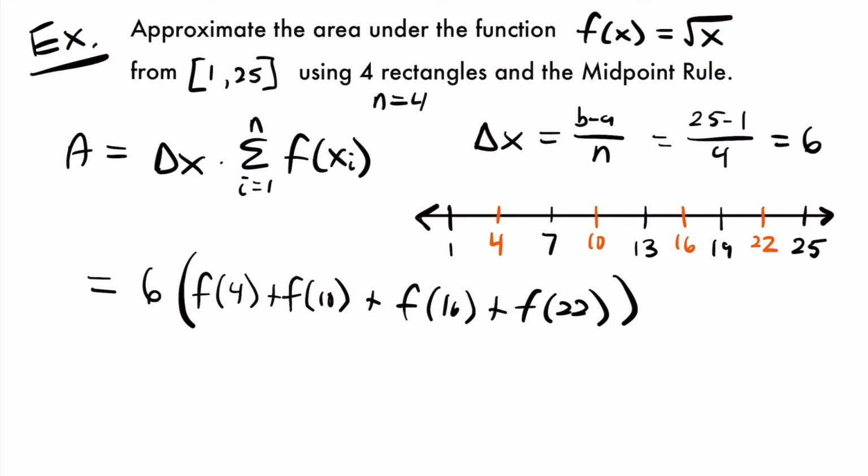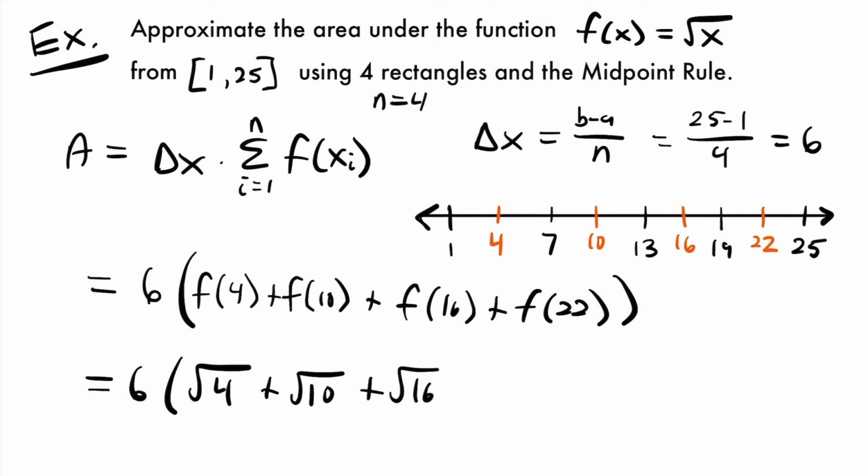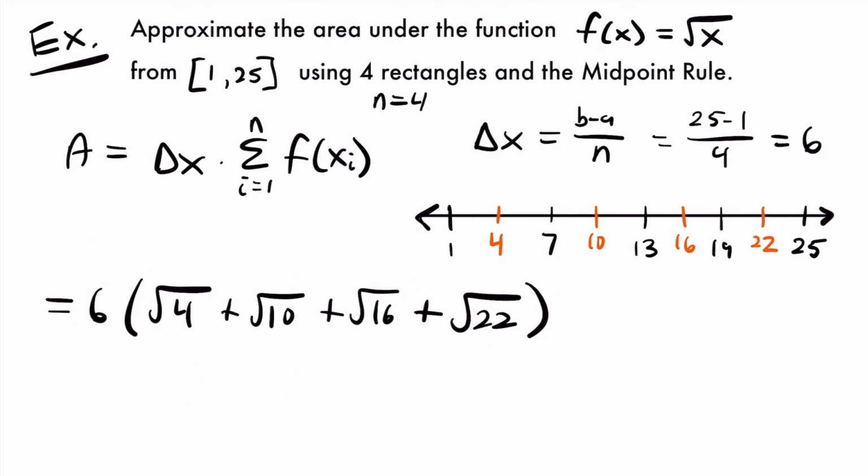All right, and so now we can evaluate each of these values of x sub i from our number line into our function. And so this will be equal to 6 times the square root of 4 plus the square root of 10 plus the square root of 16 plus the square root of 22, right? We just plugged each of these values into our square root function. And so if we clean up our work here, we can then simplify this, and we'll have that this is equal to 6 times the square root of 4, which we know is 2, plus the square root of 10, which we're not going to be able to simplify, so we'll just have the square root of 10.